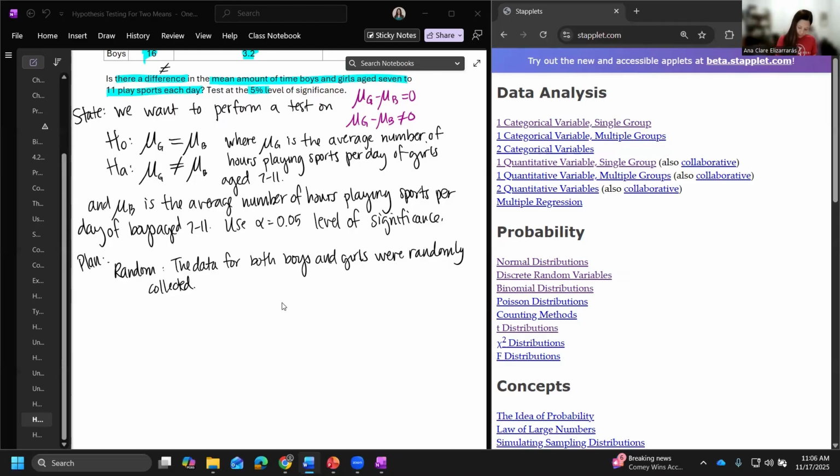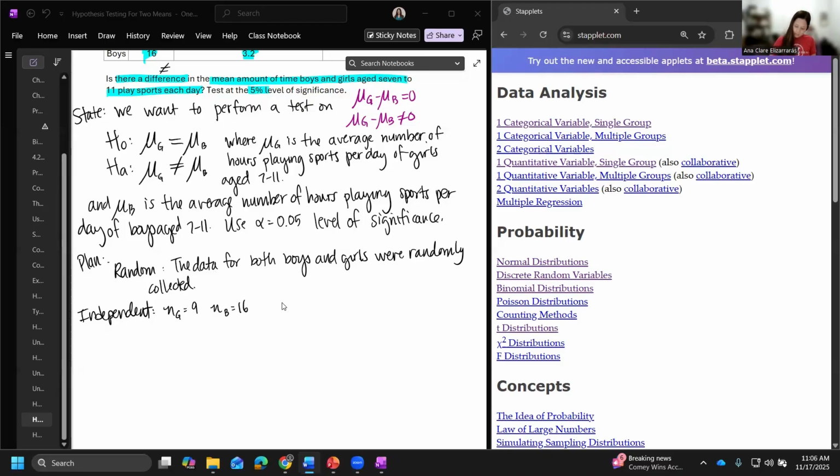Independent. Our sample size from above, you might not have written it down, but there were 9 girls and 16 boys that were playing in the situation. So N of G was 9 and N of B was 16. There were 9 girls and 16 boys. And so what that means is I need to multiply each of those by 10 to make sure that we have at least that many people in the population.